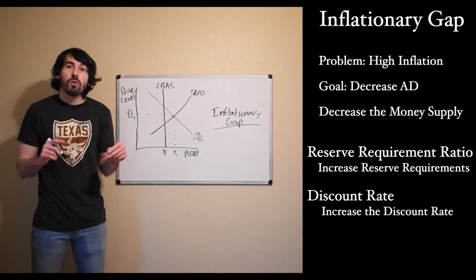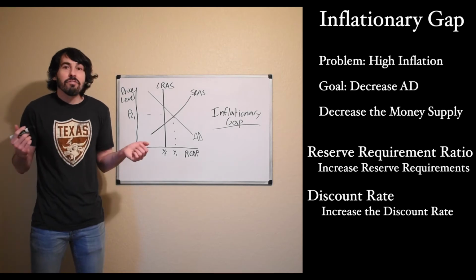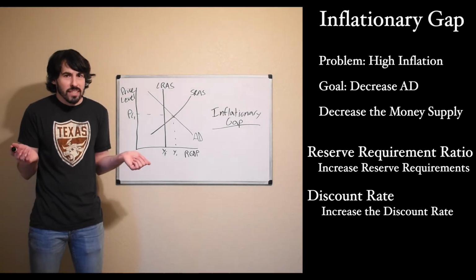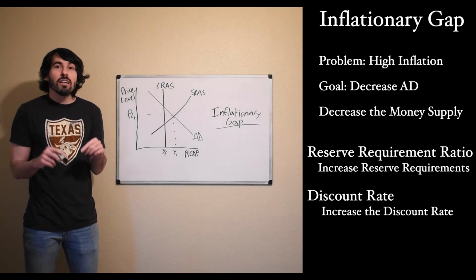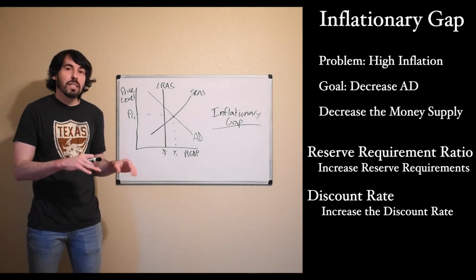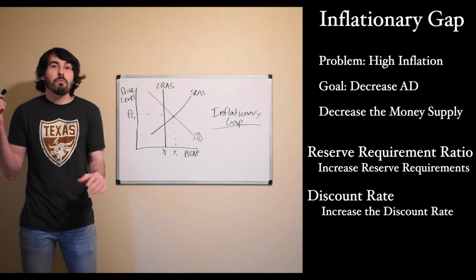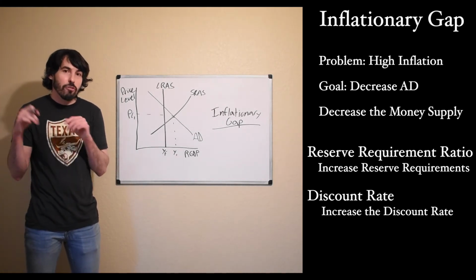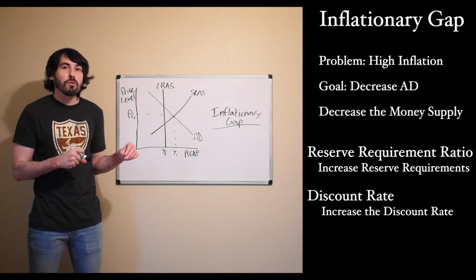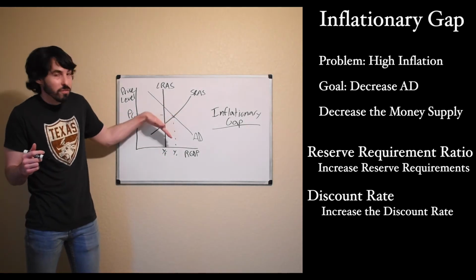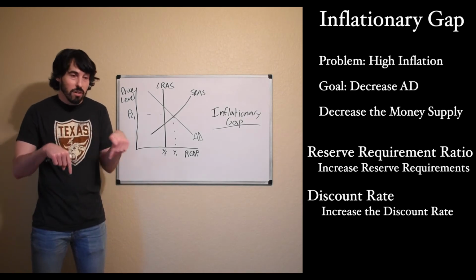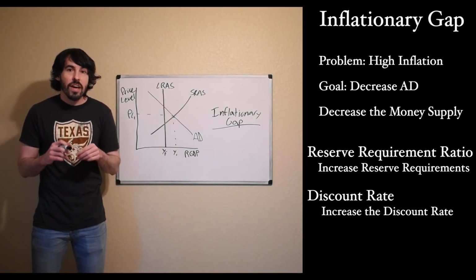Next, they can also increase the discount rate. If the Fed doesn't want commercial banks to give out as many loans, they can just increase the discount rate, which will make it more expensive for commercial banks to borrow from the Fed. If commercial banks pay more when they borrow from the Fed, they're going to charge us more when we want to borrow from them. If we're not taking out loans and we're not buying as much stuff, aggregate demand will shift to the left. So money supply is going down, aggregate demand shifting to the left.